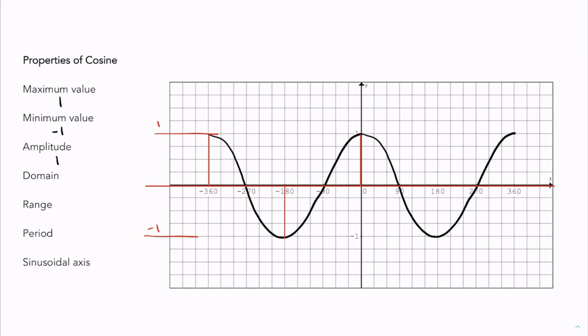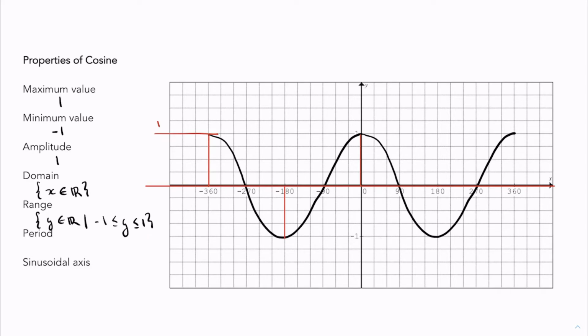The domain, again, like our sinusoidal or sine function, is all real numbers. I'll do this in set notation. So x belongs to the set of all real numbers. The range, just like sine, is going to be all real numbers between -1 and 1 inclusive. Let me just move this out of the way.